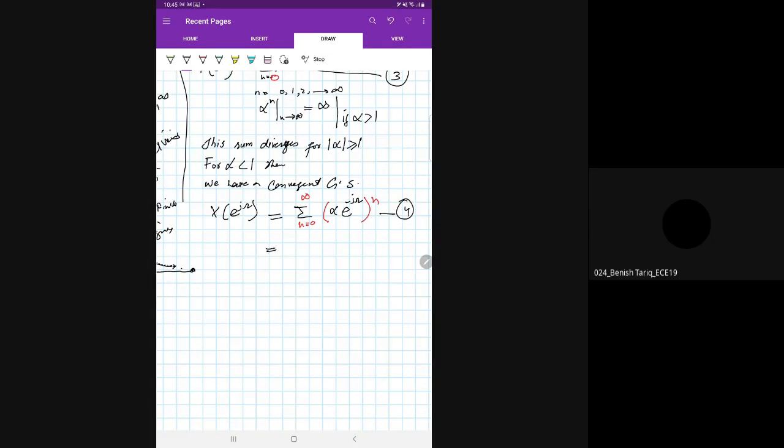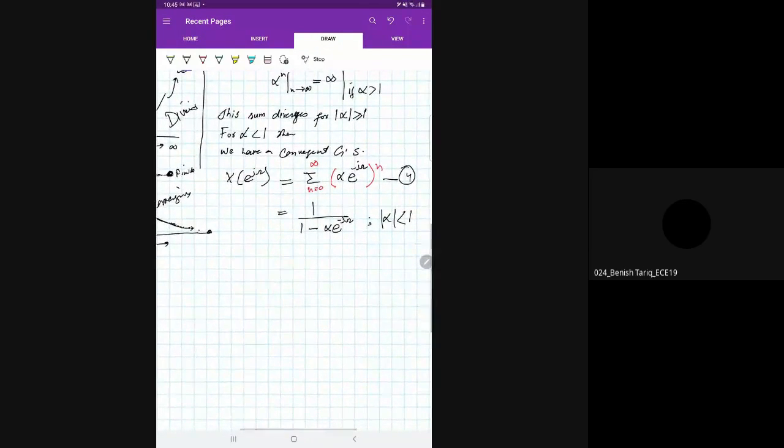We can write down that by geometric series simplification, we can write it down 1 divided by 1 minus a. Okay, so it is 1 minus alpha e raised power minus j omega. So this is true when the value of alpha is less than 1, then only it will converge, otherwise the equation will diverge.